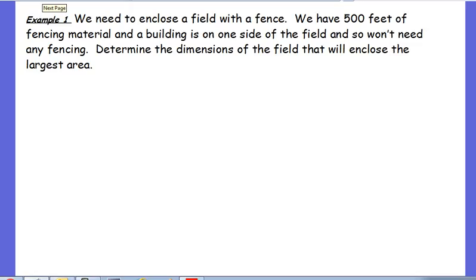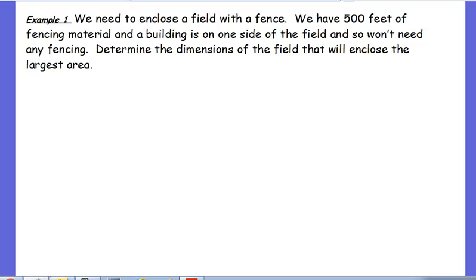We need to enclose a field with a fence, okay? So we're ranchers today. Ranchers use calculus. We have 500 feet of fencing material, and a building is on one side of the field, so we won't need any fencing. Determine the dimensions of the field that will enclose the largest area. Okay?